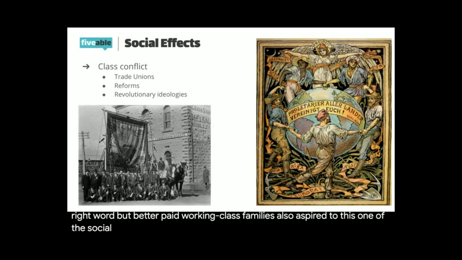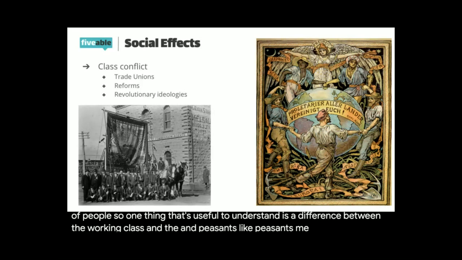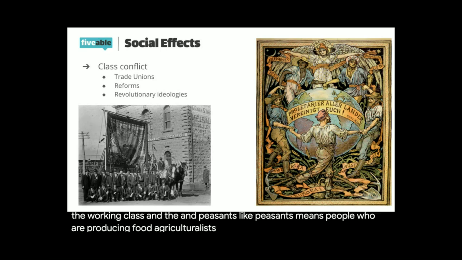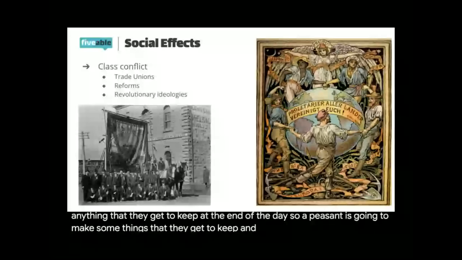One of the social effects from this will be these classes. These are new classes of people. So one thing that's useful to understand is the difference between the working class and peasants. Peasants means people who are producing food, agriculturalists who are mostly producing things for subsistence with some extra to be traded on a market or sold to buy other things. Whereas wage laborers don't have anything. What working class means is they're making wages and they're not making anything that they get to keep at the end of the day. So a peasant is going to make some things that they get to keep, and then they're going to sell some of the other stuff.